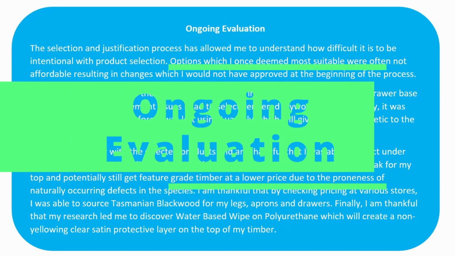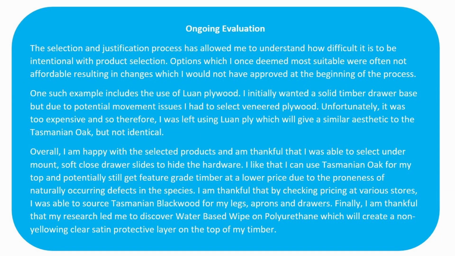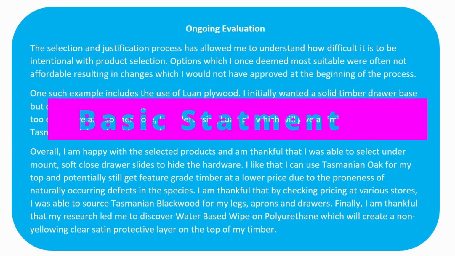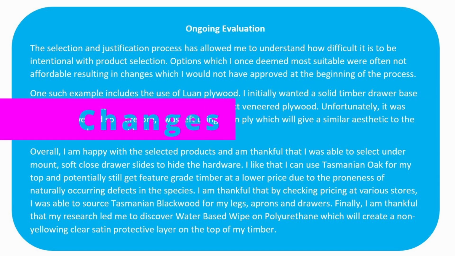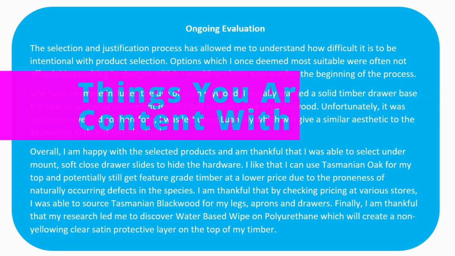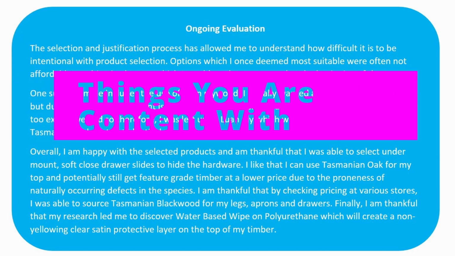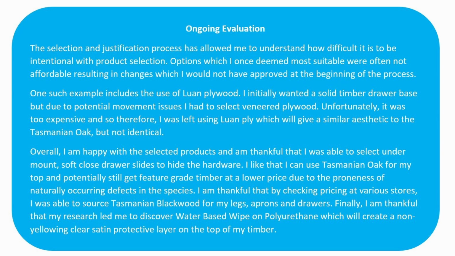The ongoing evaluation we have here is fairly different from the rest. Now, this one is broken up into 3 sections. The first section is just a basic statement on how you found the process. The second section, or the second paragraph, outlines a change that you've made that you haven't wanted to make. The third one outlines things that you are content with and happy with when looking at the overall selection of your products and processes. This is what one should sound like.